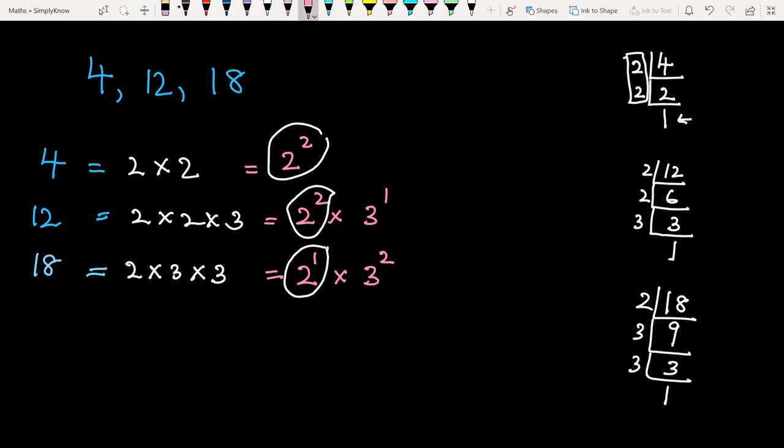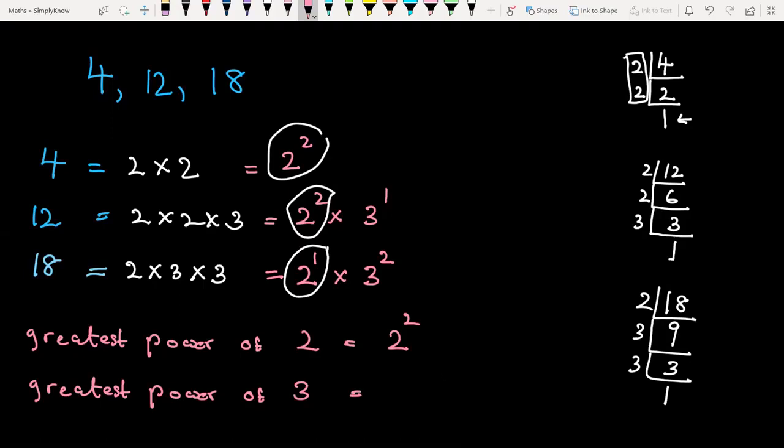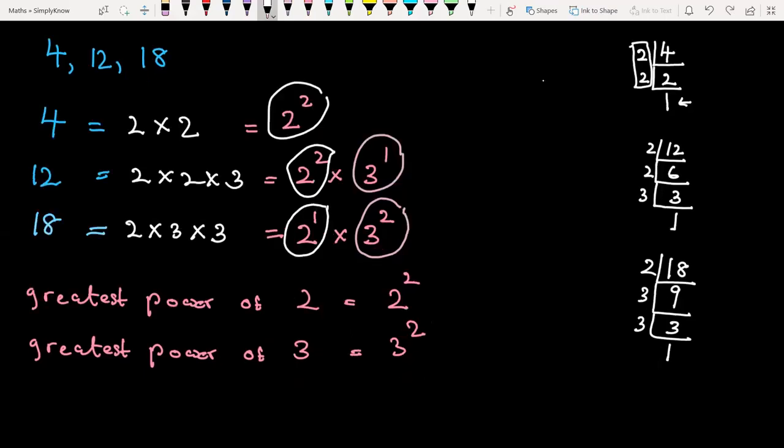So let's write it. Now what is the greatest power of 3? Here we have 3 to the power 1 and here we got 3 to the power 2. So which one is the greatest power? It should be 3 to the power 2. Now we can find out our LCM. Now we obtain the product of these two greatest powers to find out our LCM.